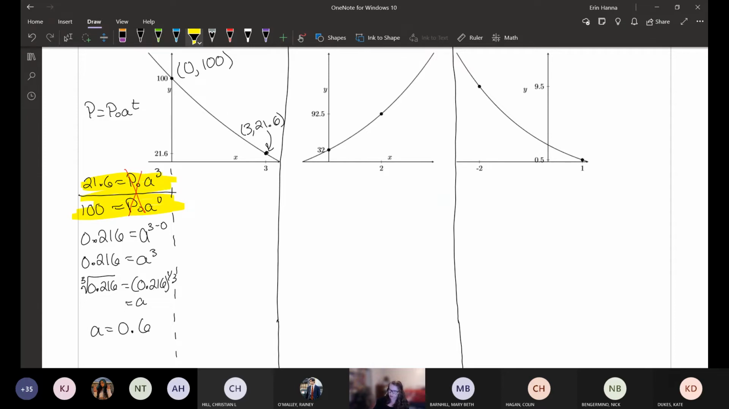I'm going to plug it into the one with A cubed because the other one's not as interesting. So I'm going to plug it in, 21.6. Don't know what P naught is yet. I'm pretending I don't know what P naught is. 21.6 P naught to the third, 0.216. Divide both sides by the 0.216, you'll get P naught is 100.